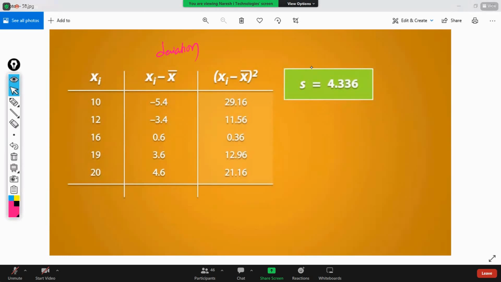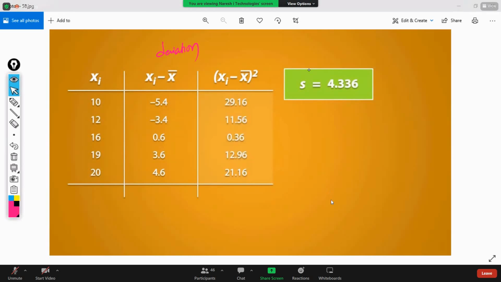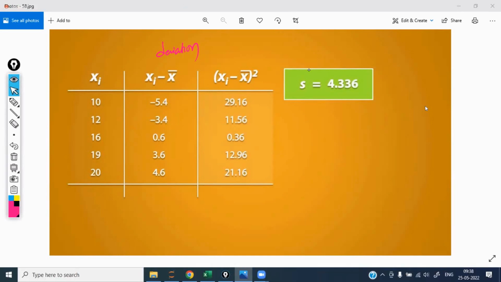Once again, sir, Bessel correction. Bessel correction is nothing but one will be left out with no choice. That is called Bessel correction. One data point will be selected with no choice. Right?